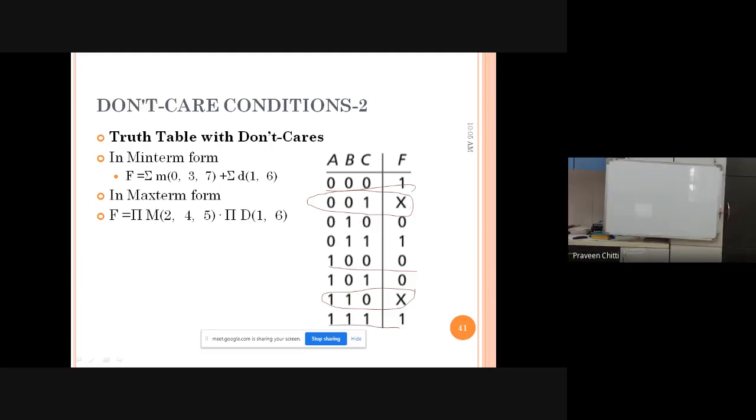Now if you see here, the output is F. What is the output for input combination 000? For 000, output is 1. Similarly, for 111, the output is 1. What is the output for 100? 0. Like that, we have the other outputs. But if you see the 2 input combinations, that is 001 and 110, what is the output corresponding to these input combinations? It is don't care, denoted by X.